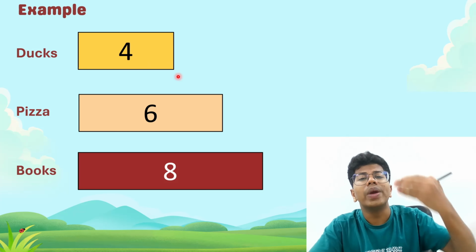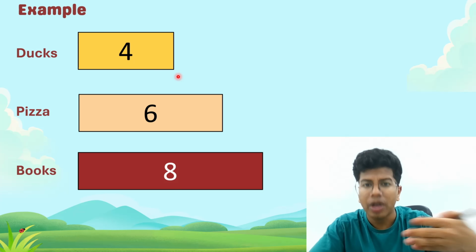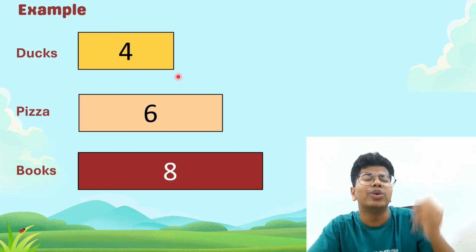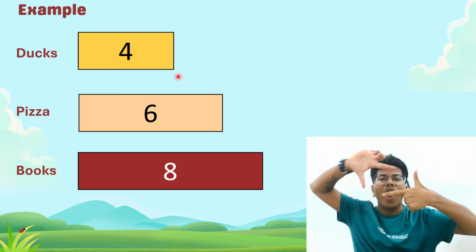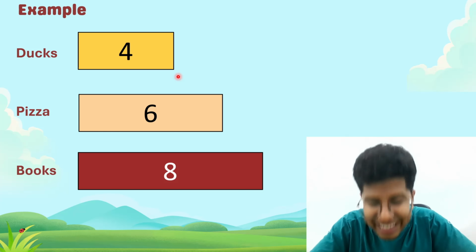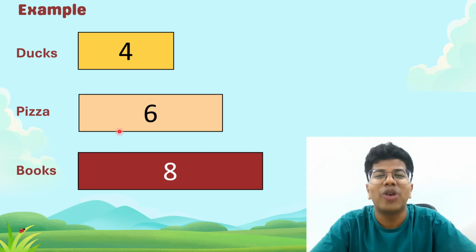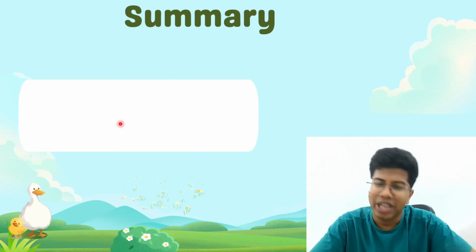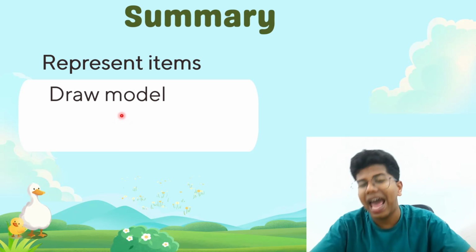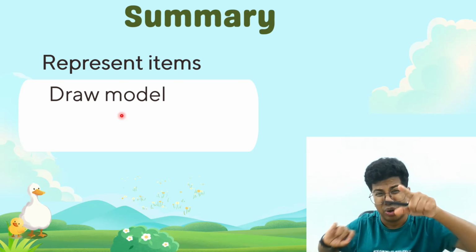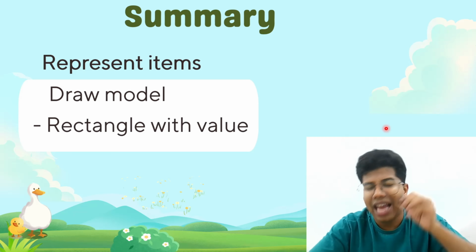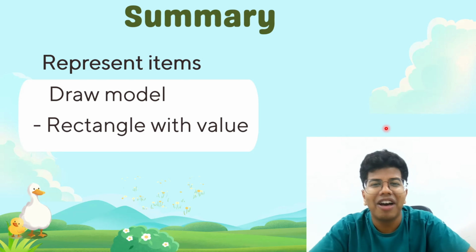So that's how we can use a model. To better visualize things, we don't need to draw it every time. We can draw a rectangle and we can write down the actual value inside the rectangle. And that is nothing but called a model. So here let me summarize. To represent items, we can draw a model. And which shape do we draw to draw a model? Very good. We draw a rectangle. And in this rectangle, we should put the value.